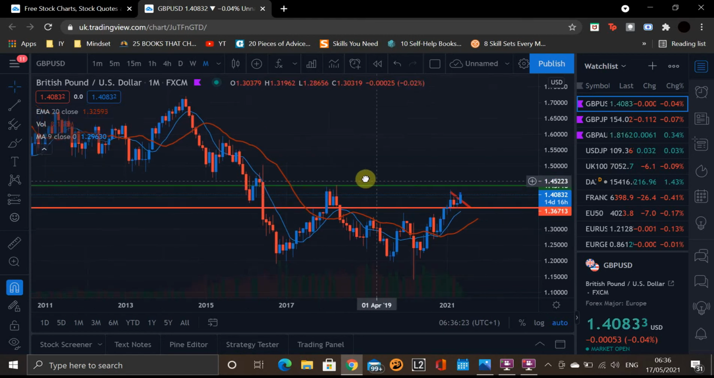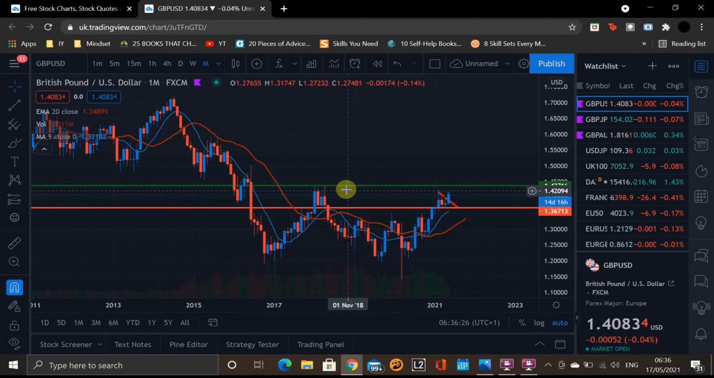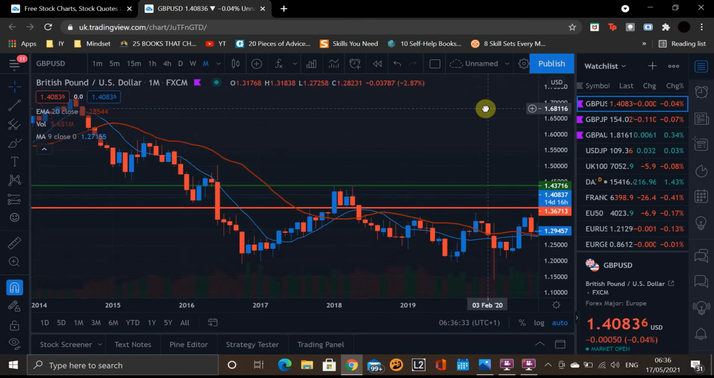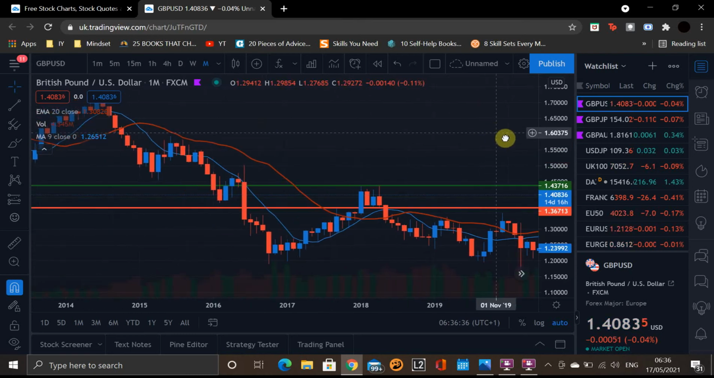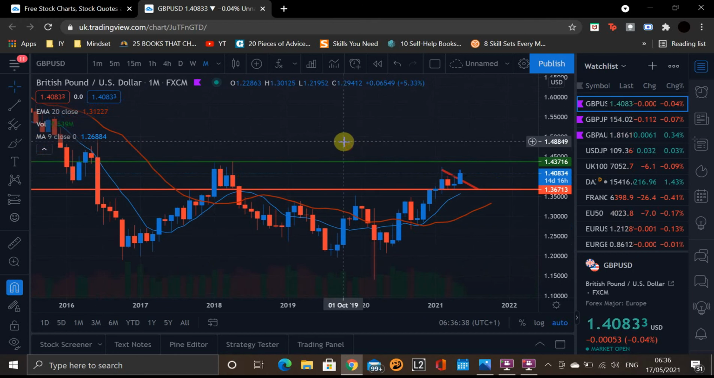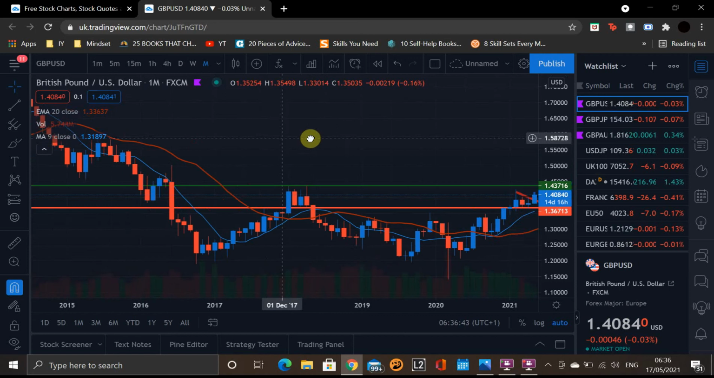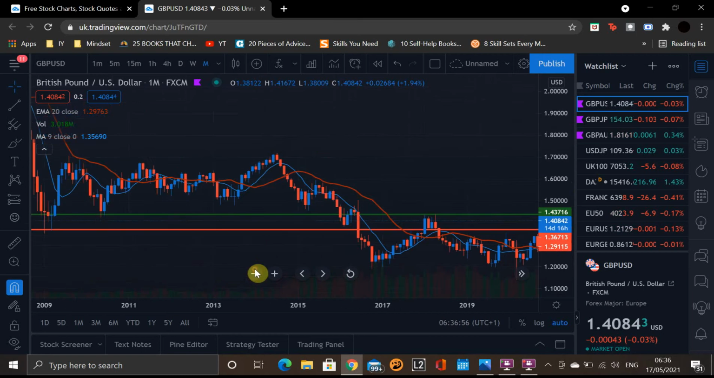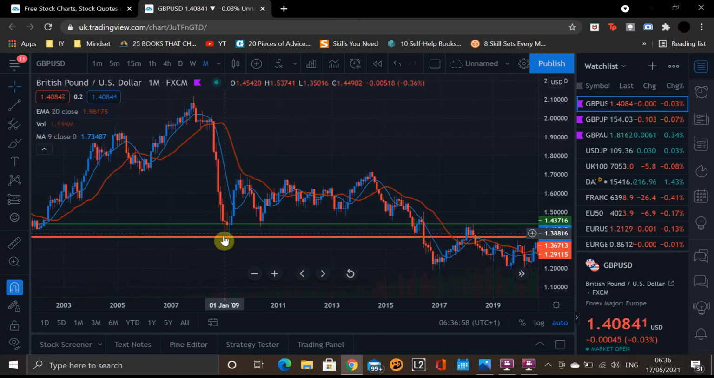Anyway, so as you can see, I've got a green resistance here. The reason I marked this up is because obviously I saw in the past it touched this region right here. Before it came through, it broke through that region, came back up, broke through it with a bearish engulfing. And look, it touched it a few times as well.